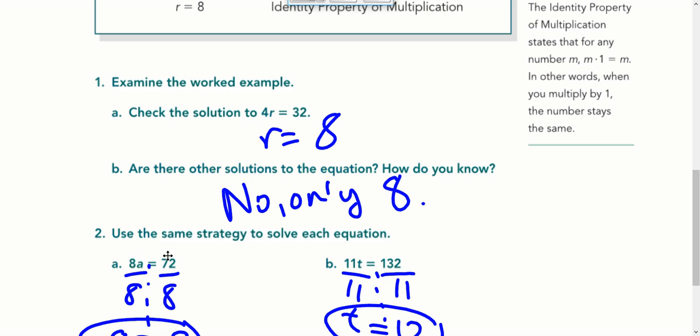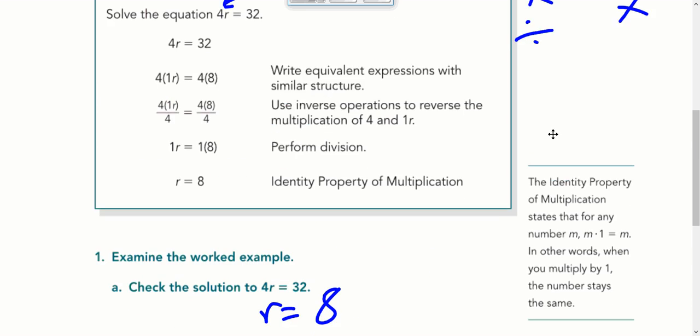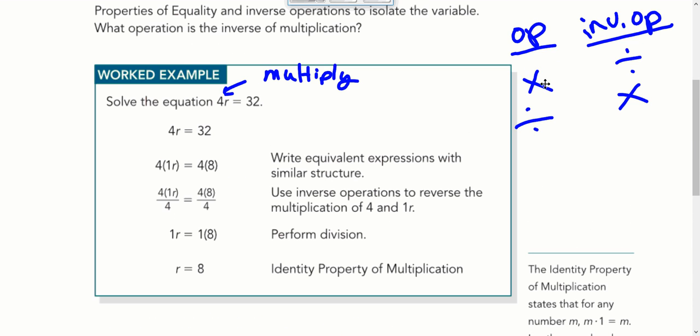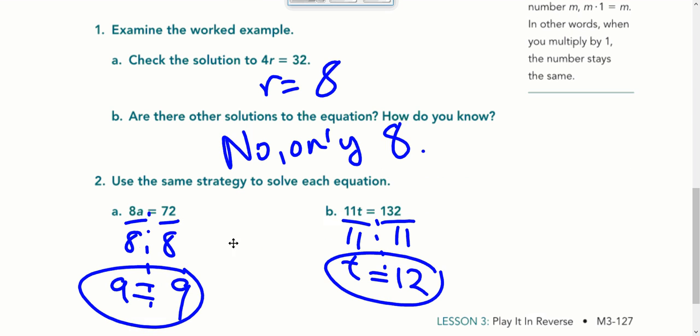8a equals 72. What's happening to our variable? Again, that's the first question we ask. It's being multiplied, so we want to do the opposite. And like we said over here, the opposite of the operation multiplication is division. So I'm going to divide both sides by 8. Then 8 divided by 8 would be a 1. 1a is the same as a. Kind of looks like a 9, but it is an a, I promise. Then 72 divided by 8 is 9.